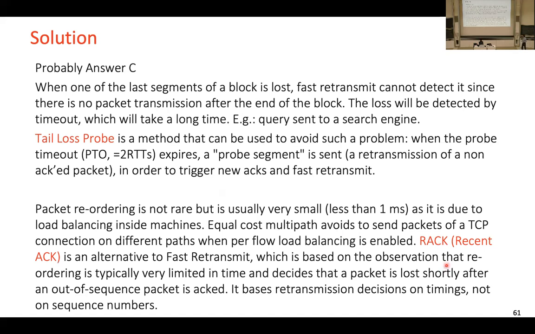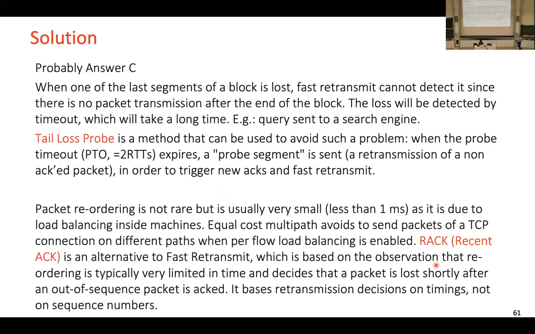So that was proposed as recent ACK, and this time it is based on timing, and not on sequence number, because you will only see when the packets were sent when you receive an out of sequence acknowledgement. So if this option is enabled, of course, packet reordering must be the solution. The answer D could be the solution.